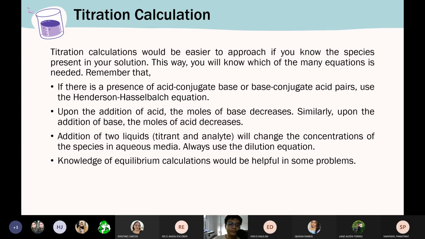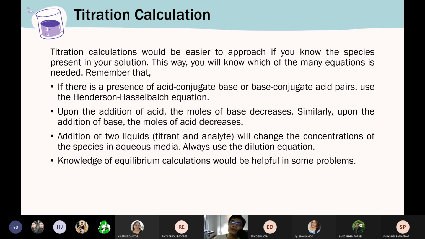What else? When you add acid, the base decreases, no? Yung amount ng base nababawasan. And kapag nag-add ka naman ng base, yung amount ng acid nababawasan. Why? No? Kasi nagre-react sila. Okay? So when you add acid to your base, mababawasan yung dami nila. No? Kasi both of them will be converted into their corresponding products. Okay? So yun, it is very important.